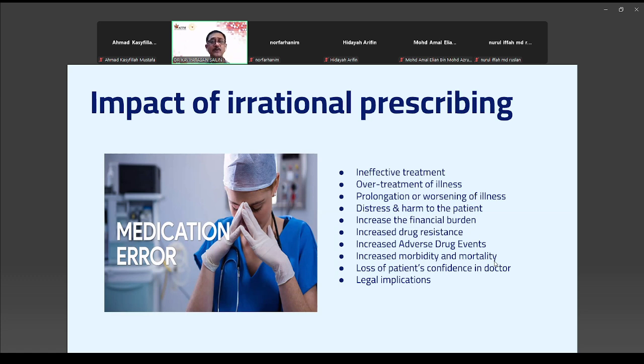Sometimes over-treatment of the illness. As I mentioned, you gave too many medications for one condition, for example, polypharmacy. Or you overtreat the patient.